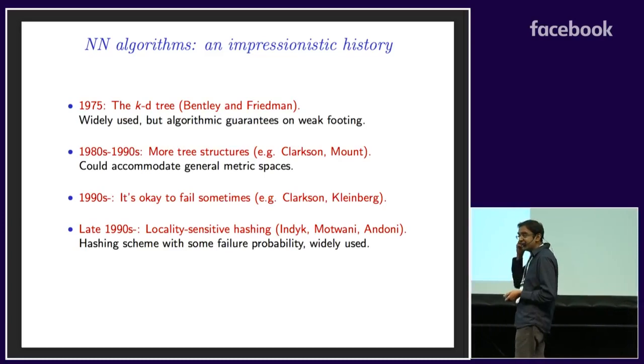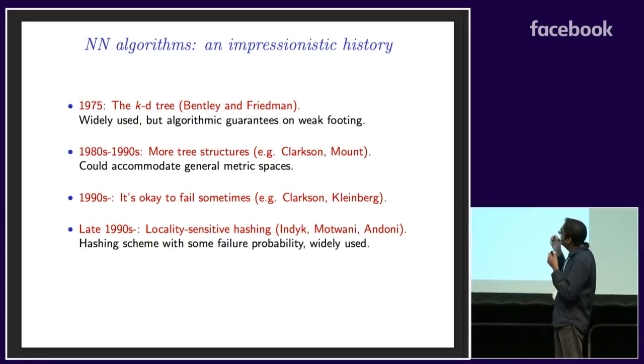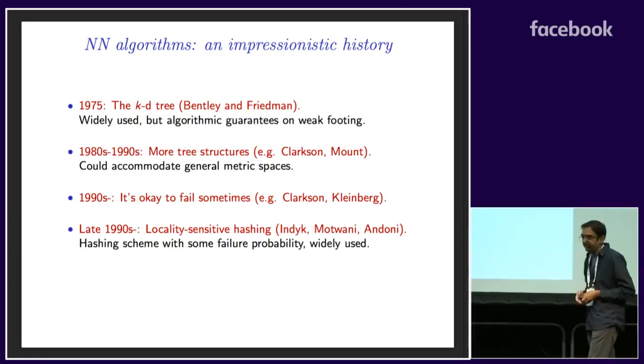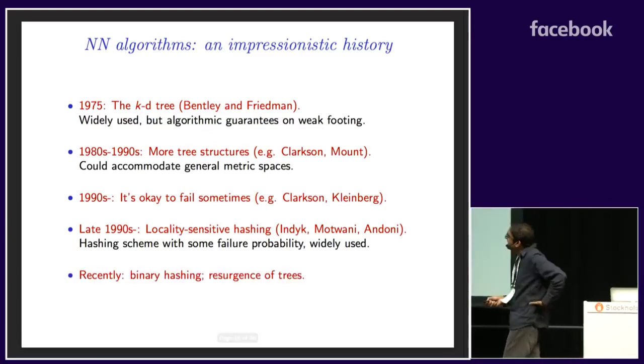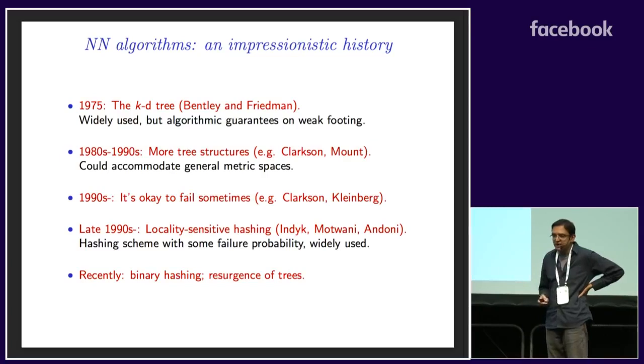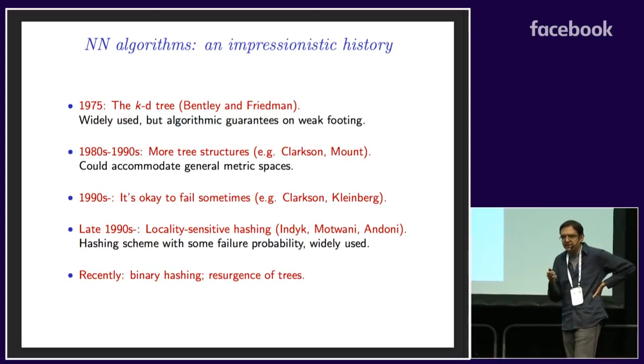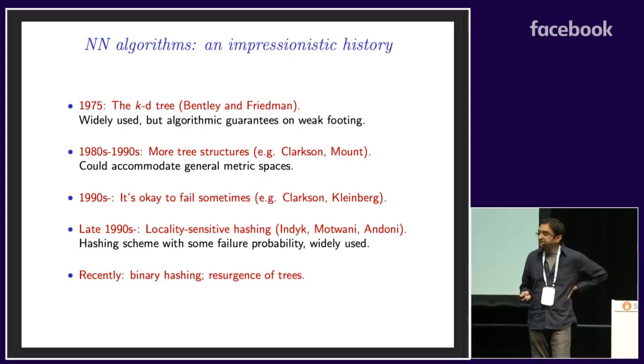One prime example of such a data structure is locality-sensitive hashing. I'll go over that. And more recently, there has been a resurgence of tree structures and an interest in binary hashing, and I'll say a little bit about that too.